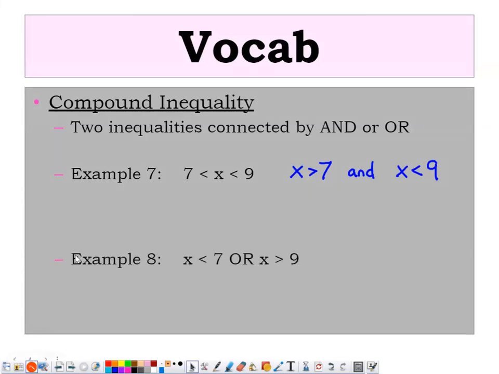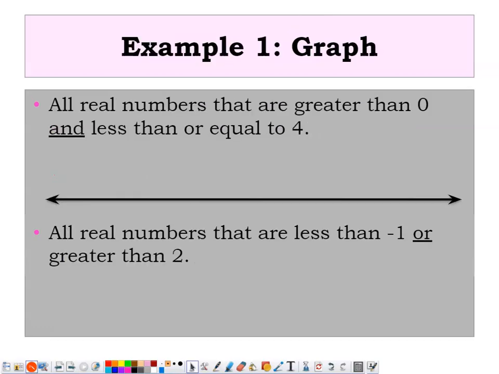We also have or statements, right? So either one of these can be true. So x is less than 7 or x is greater than 9. Okay, example 1. Graph all real numbers that are greater than 0 and less than or equal to 4.